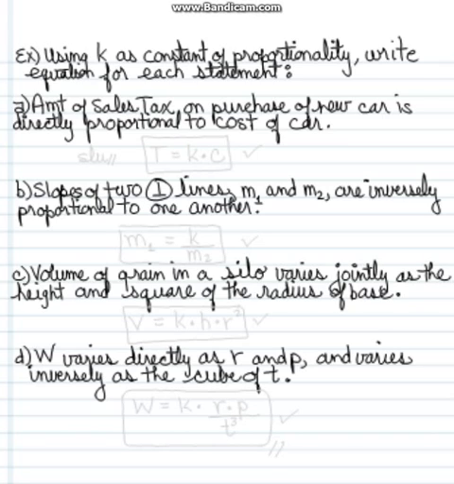First, the amount of sales tax on the purchase of a new car. Let T be the tax, C be the cost. It's directly proportional to the cost, so it's T equals proportionality constant K times the cost C.